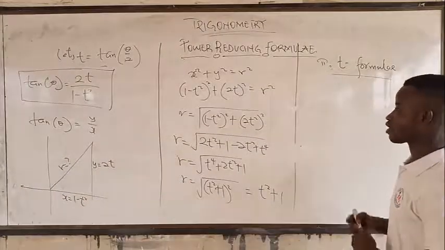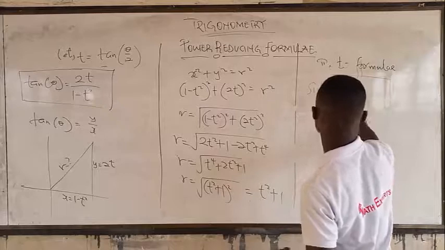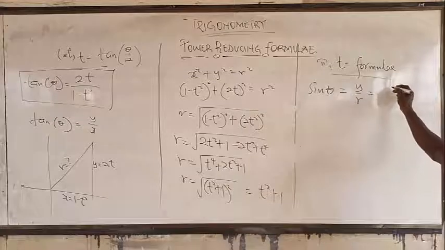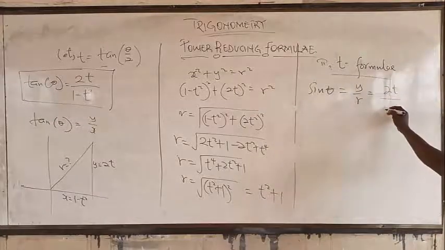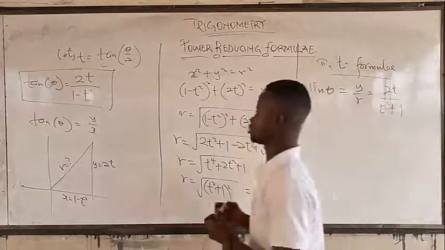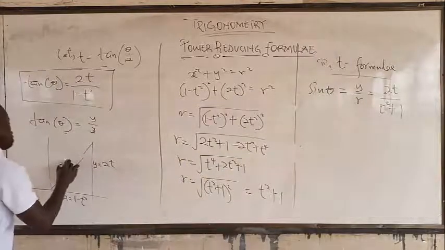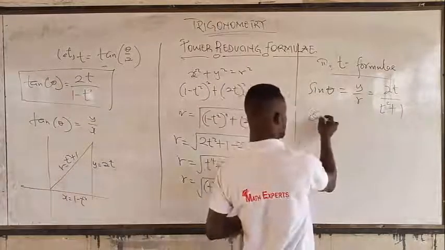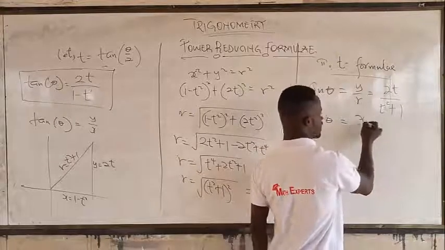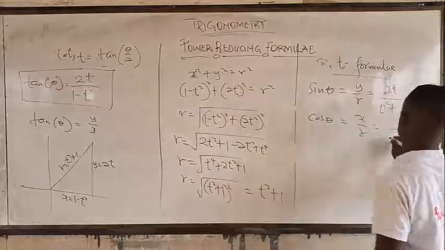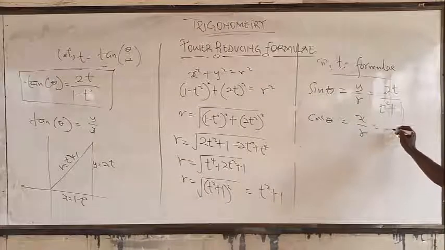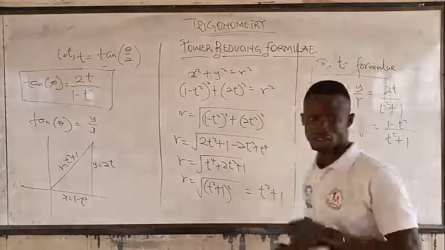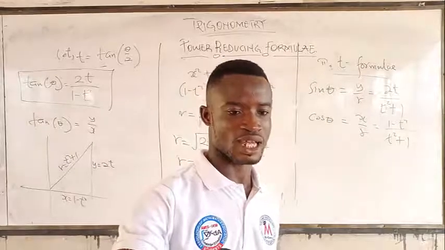So now that we have the R, then we can go for sine theta. So what is sine theta? That is y over r. So y over r is going to be 2t over t squared plus 1. So the r here is t squared plus 1. Very good. Then we go for cos theta, and that is x over r. And that is going to give us 1 minus t squared over t squared plus 1. Very good. So that is that for that.